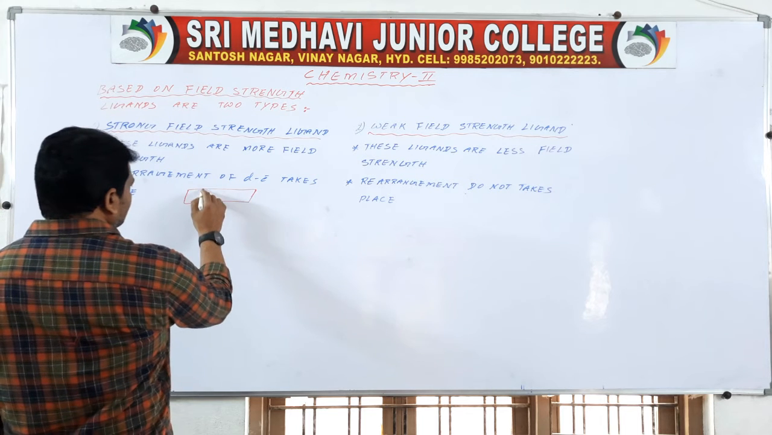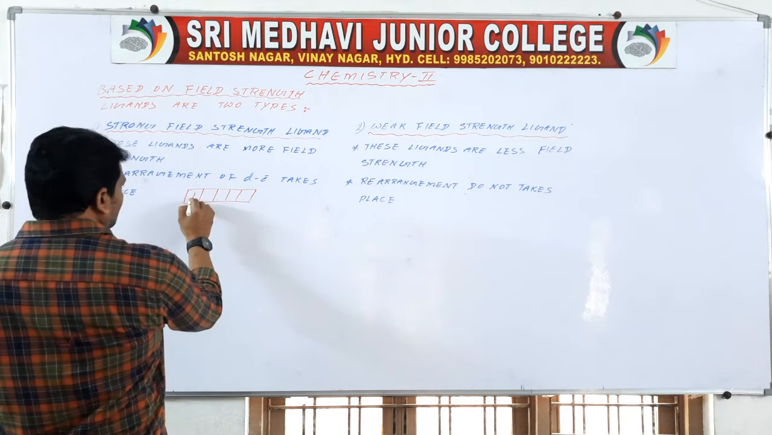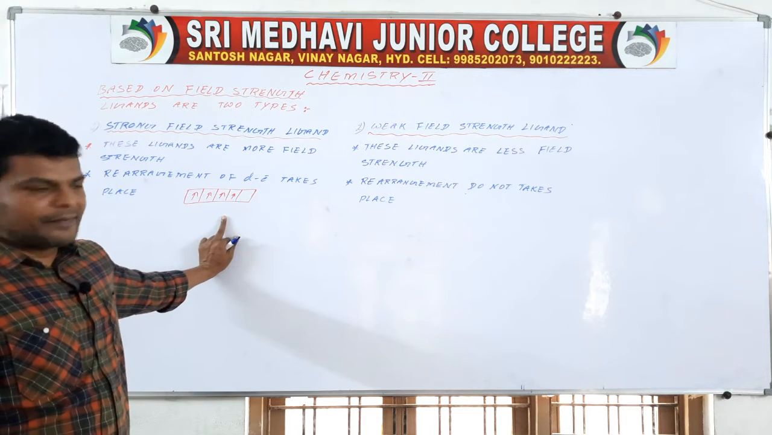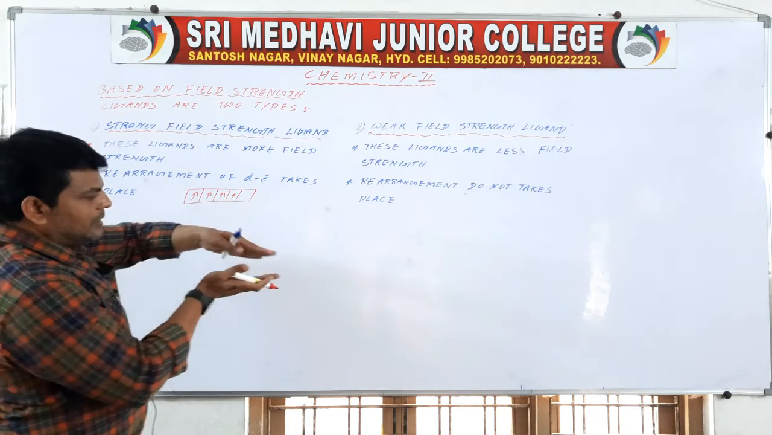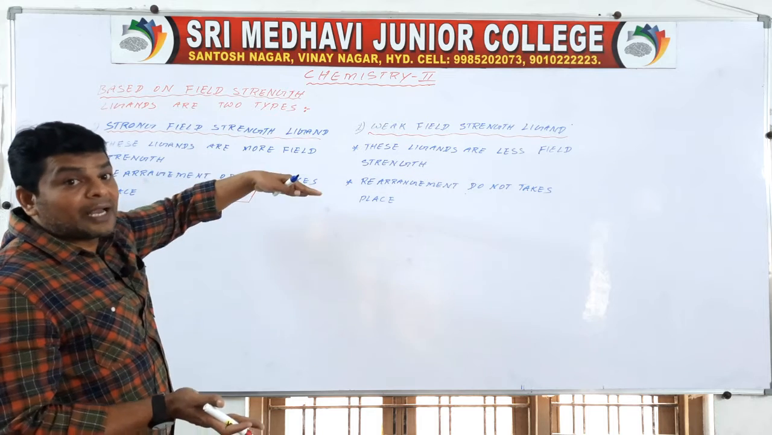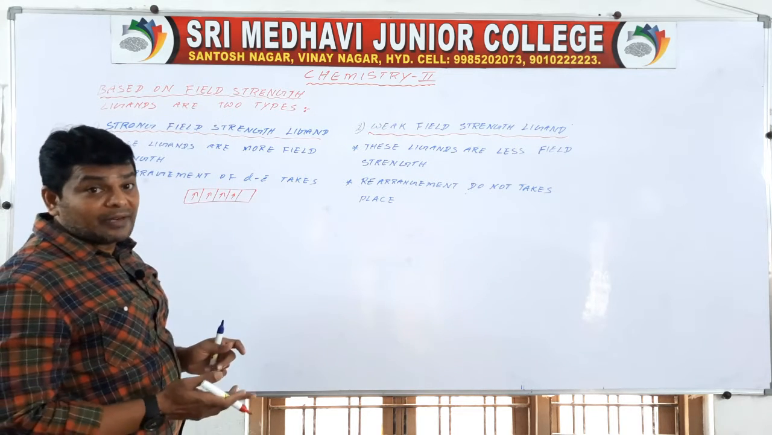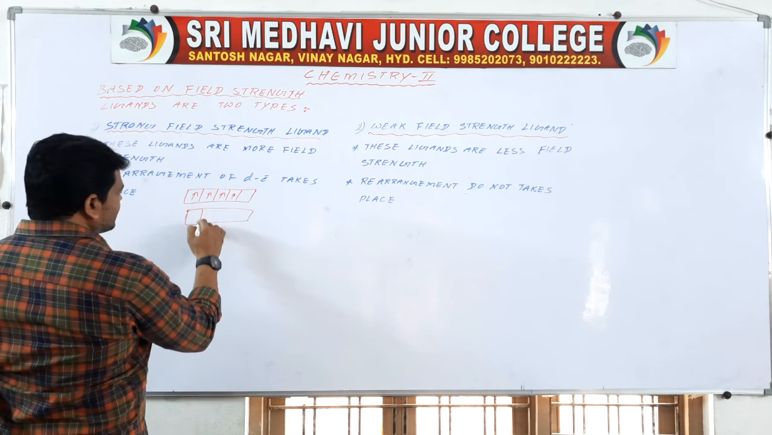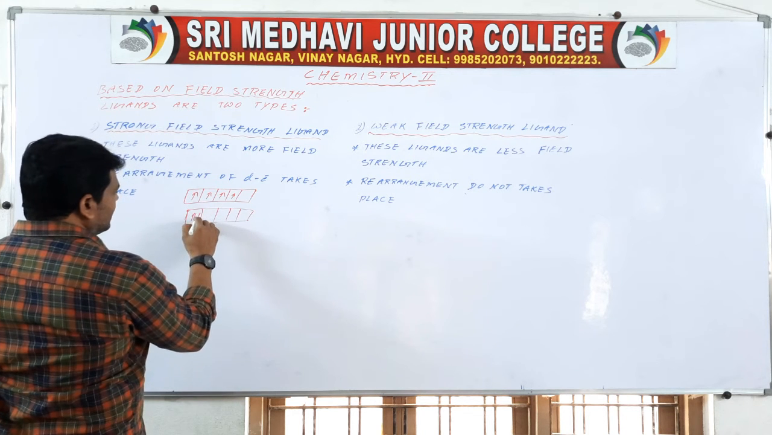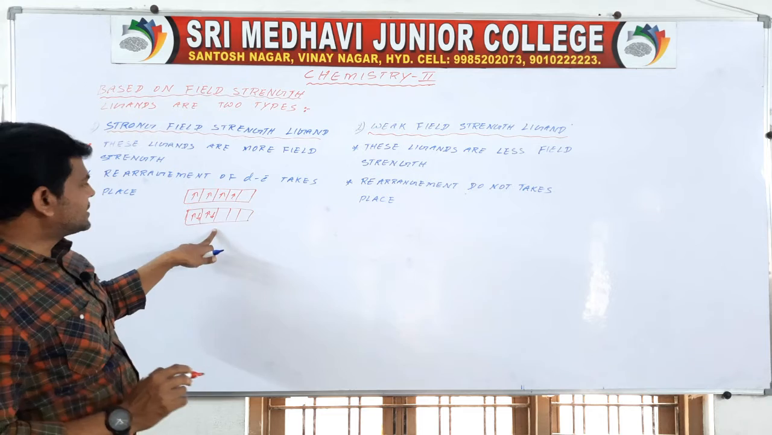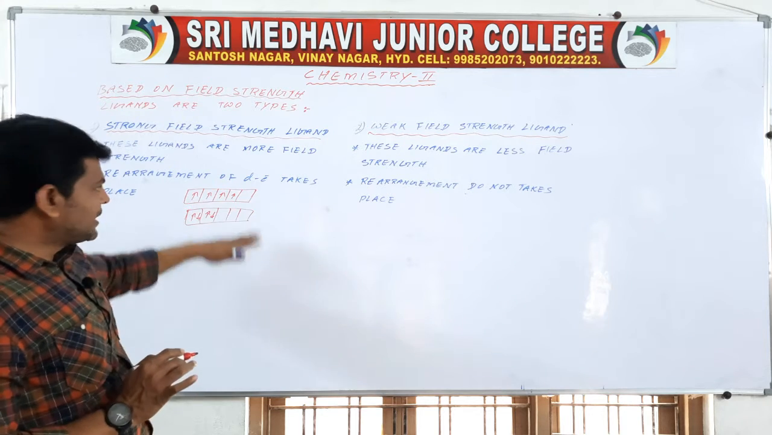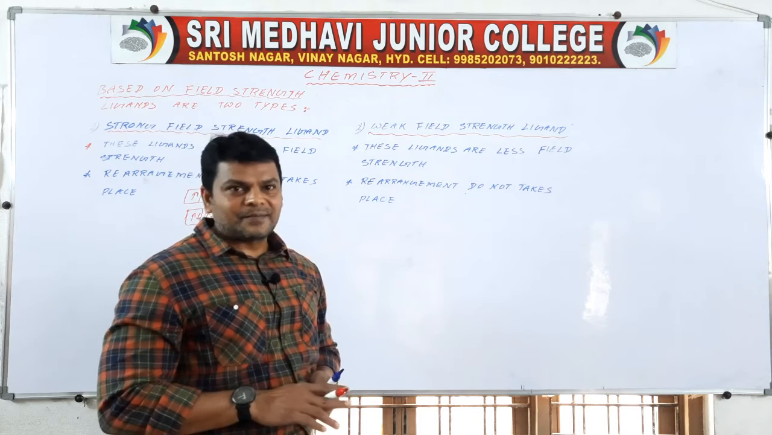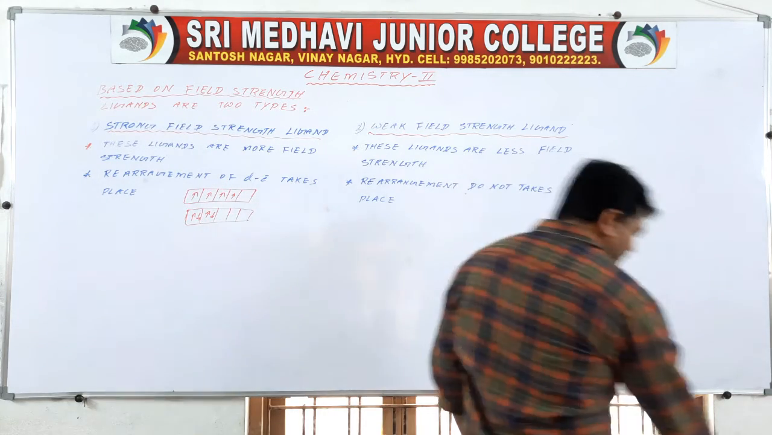Rearrangement means, see here, in the d orbital there are unpaired electrons, 1, 2, 3, 4. If the ligand field strength is more, the electrons can't jump to a higher energy level, so they rearrange like this, 1, 2, 1, 2, pairing up. Here, rearrangement does not take place.